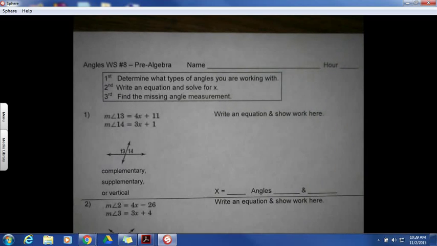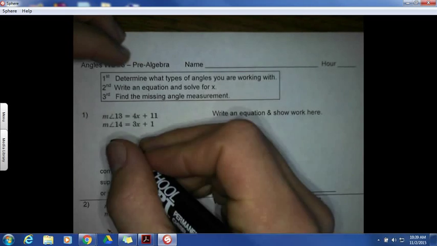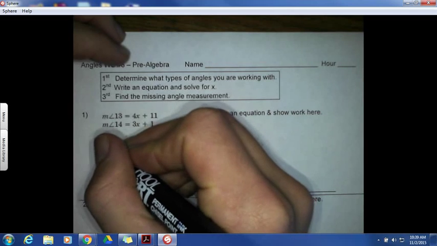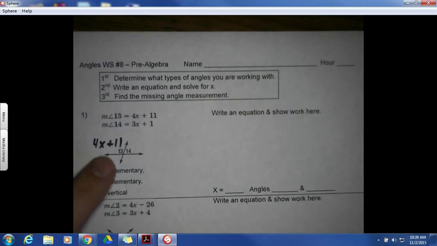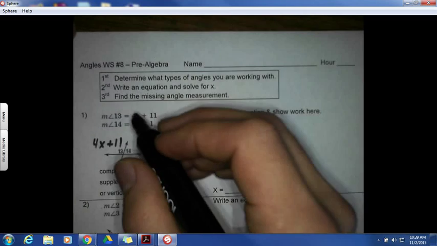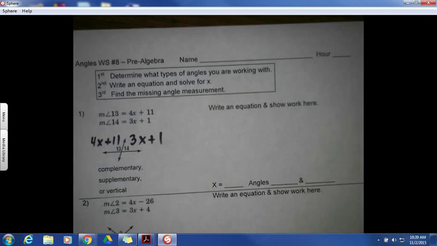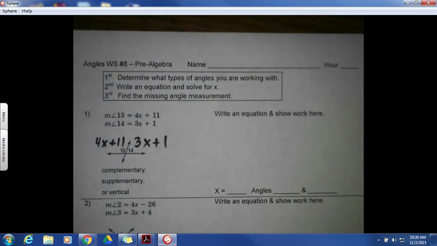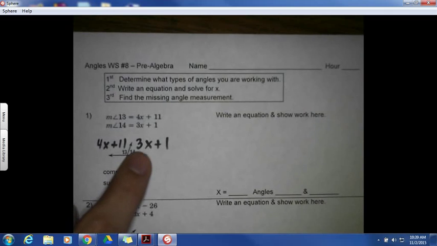So here it says that the measure of angle 13, right here, equals 4x plus 11. So this angle here is 4x plus 11. That's all we know about the measurement of angle 13, is that it is 4x plus 11. Also, we know that the measure of angle 14 is 3x plus 1. So those things we know. The measure of angle 13 is 4x plus 11. The measure of angle 14 is 3x plus 1.